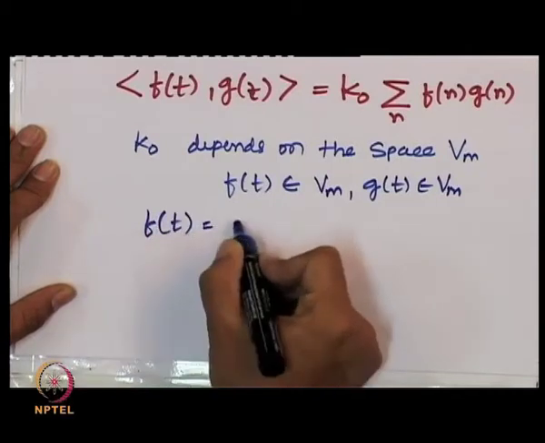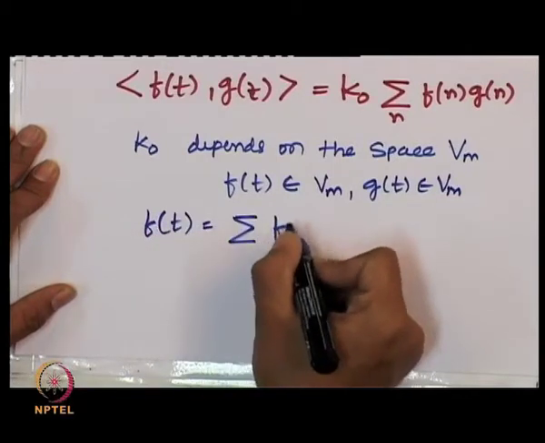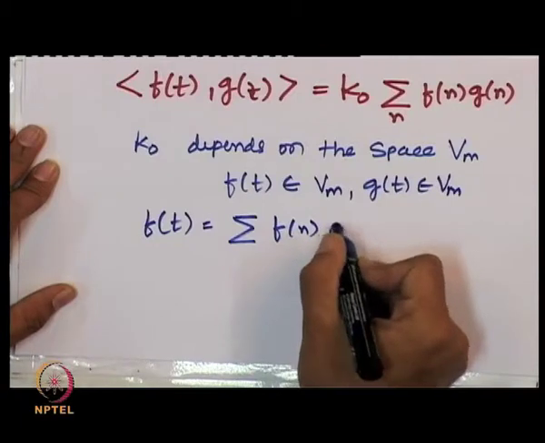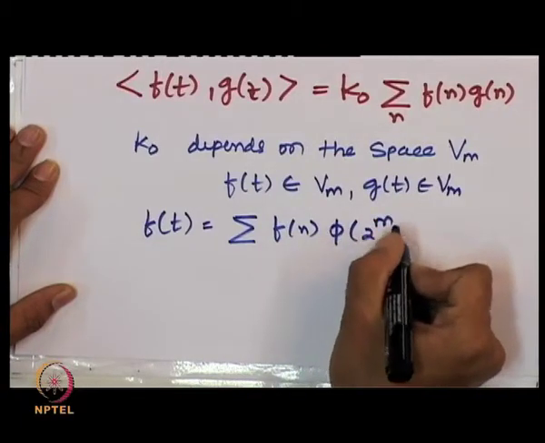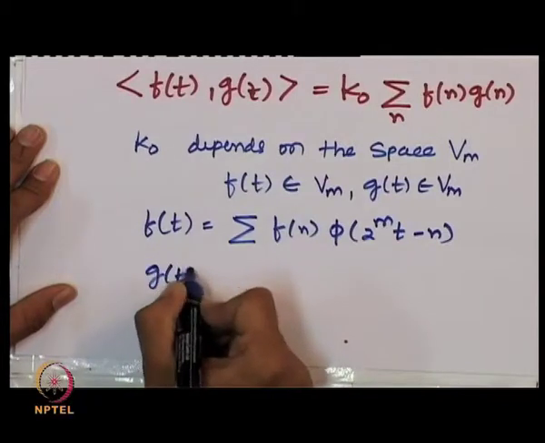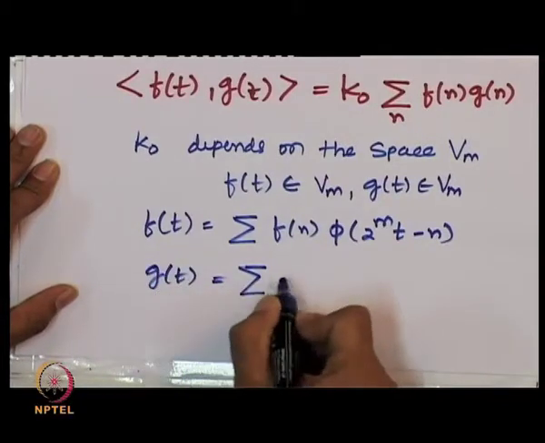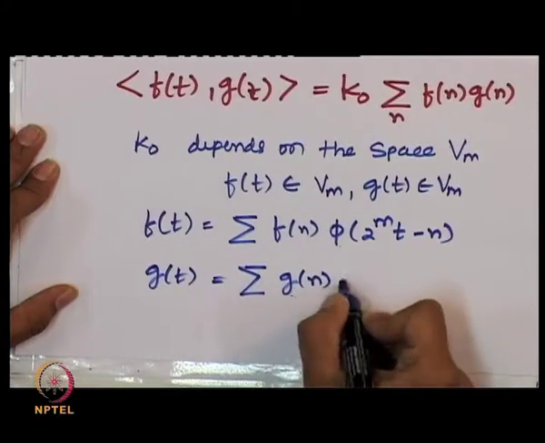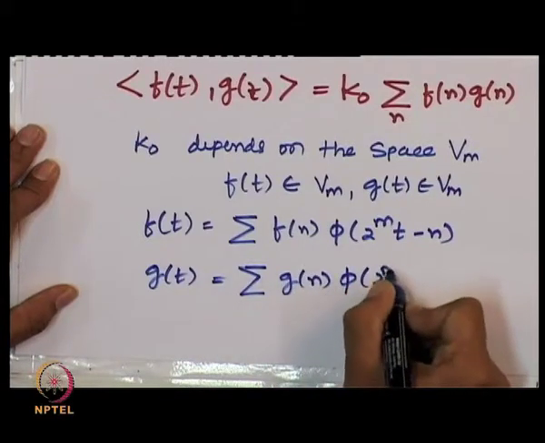Ft is equal to sigma Fn phi 2 raised to m t minus n. Gt is equal to sigma Gn phi 2 raised to m t minus n.